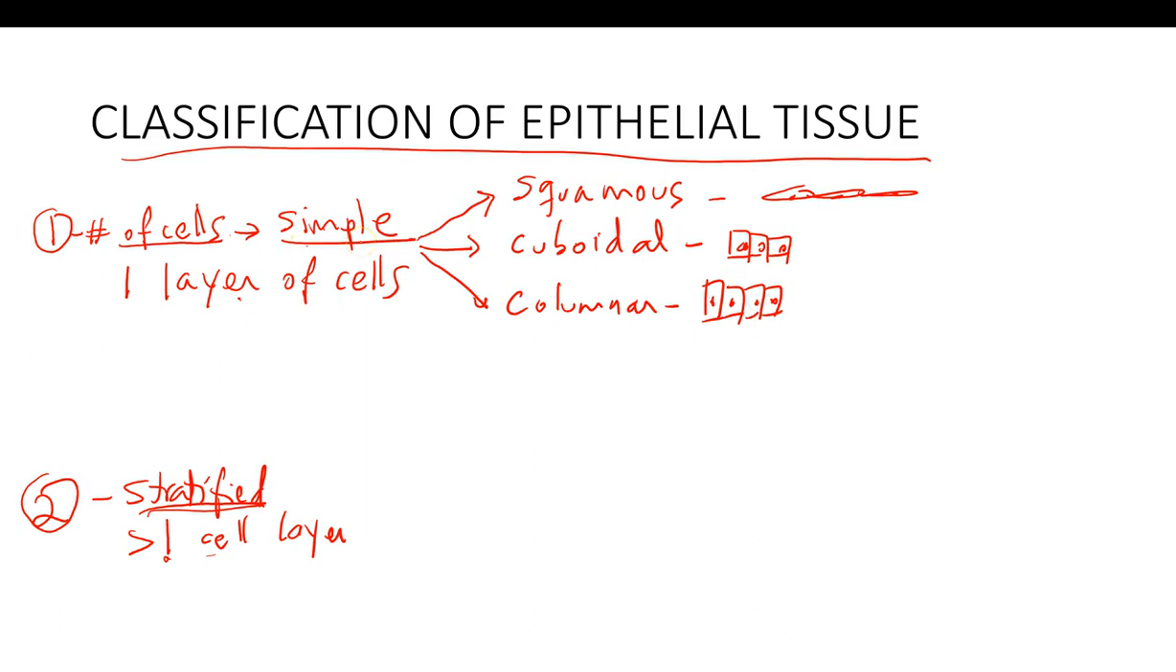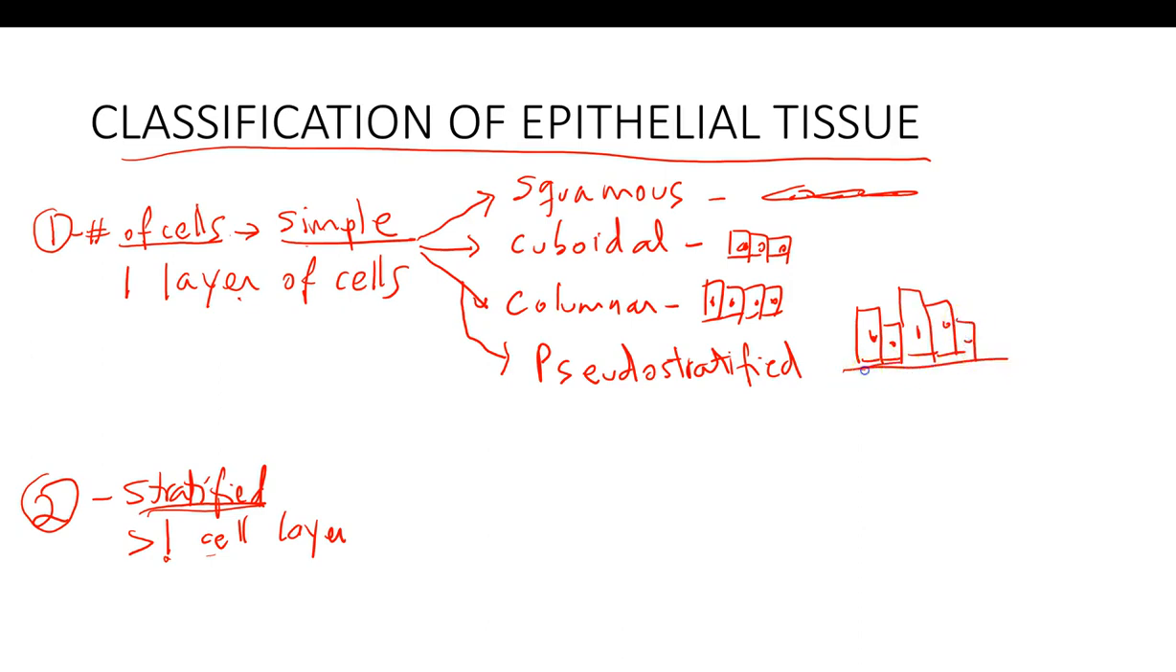Among simple epithelial tissue, there is also a subcategory of columnar called pseudostratified. Pseudostratified epithelial tissue is columnar epithelial tissue in which the cells are of different sizes and are at different levels, which gives the illusion of being stratified. But it's not. It's actually simple tissue, one layer of cells that have different sizes, so it gives the illusion of stratified. That's why it's called pseudostratified.